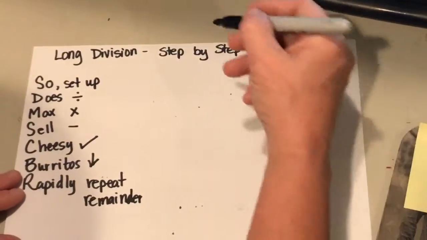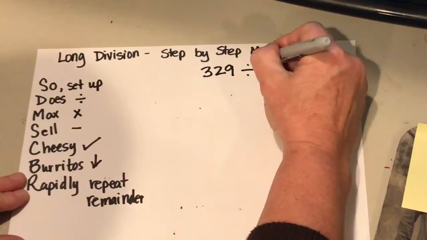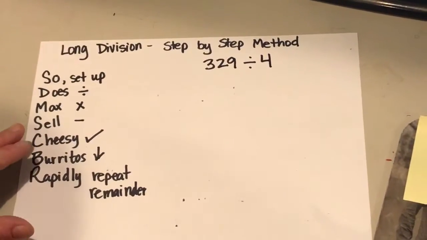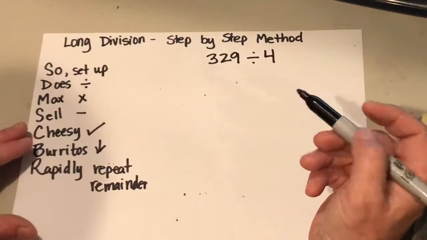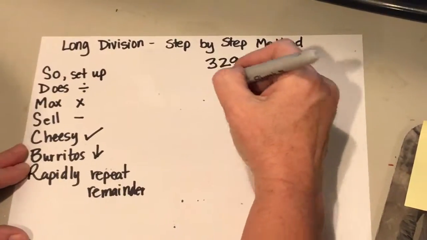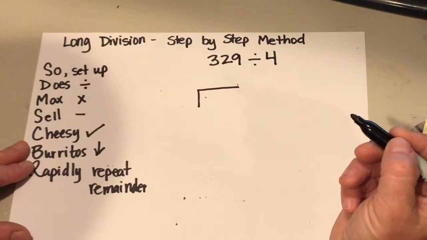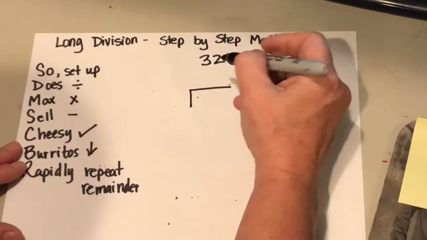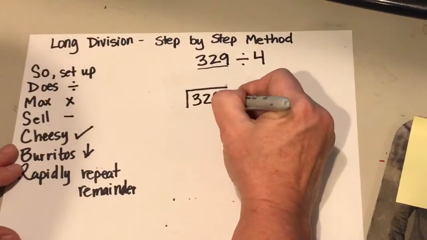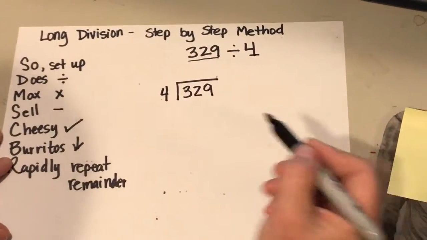So if we have 329 and we're trying to divide it by 4 people, the first thing that we have to do is set it up. We're going to rewrite our division problem by using this division sign because it helps us to keep track of our place value a little bit easier. We put our dividend inside the den or the house, and we put our divisor on the outside. And then we do our setup.